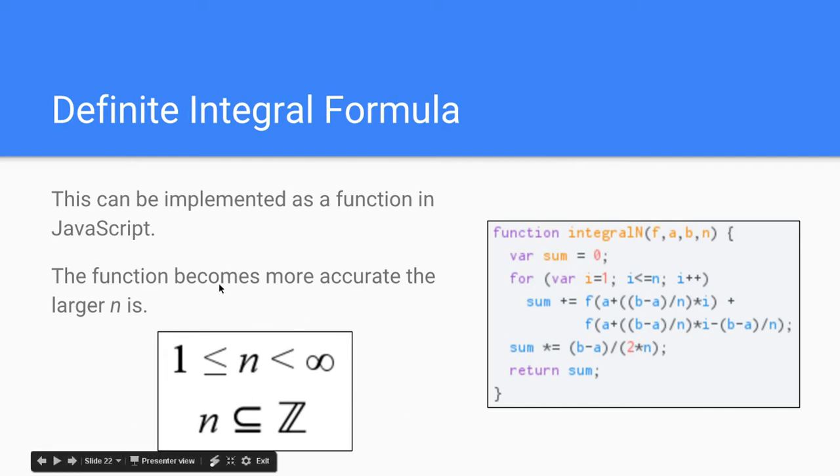So what you should plug into the function for n is a number greater than or equal to 1, but less than infinity. If you try to plug infinity into JavaScript, it probably won't work. And n is a subset of all the integers. So you usually want to plug a whole number in there. Fractions might work, but I would go with just whole numbers, just integers.